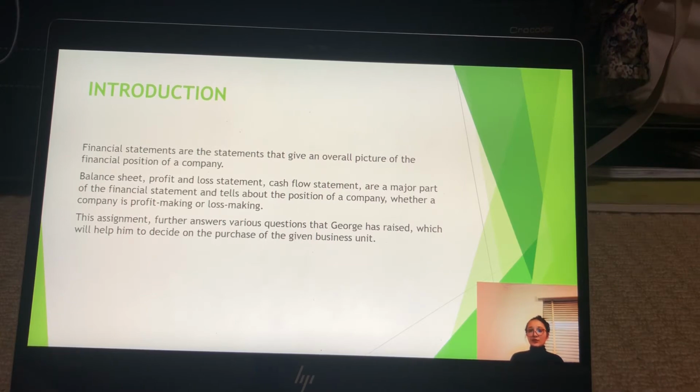The balance sheet, profit and loss statement, as well as cash flow statement are a major part of the financial statement, which tell about the position of a company, whether a company is profit making or loss making.